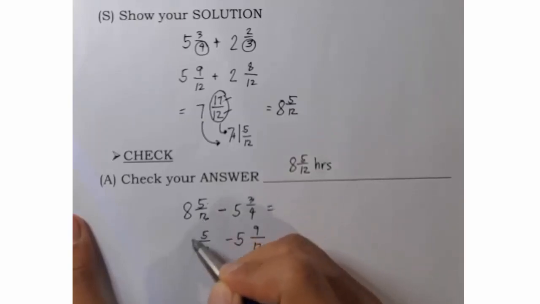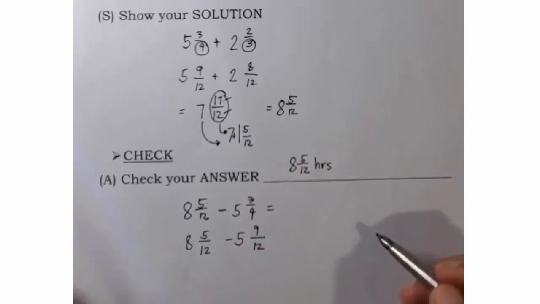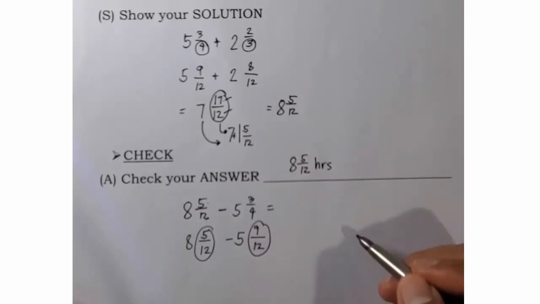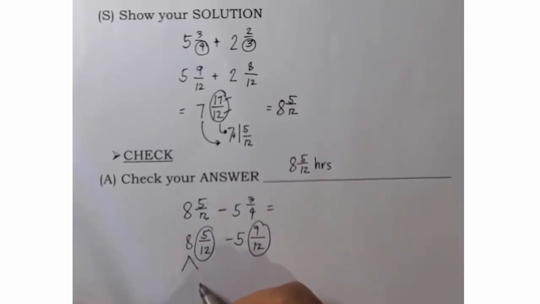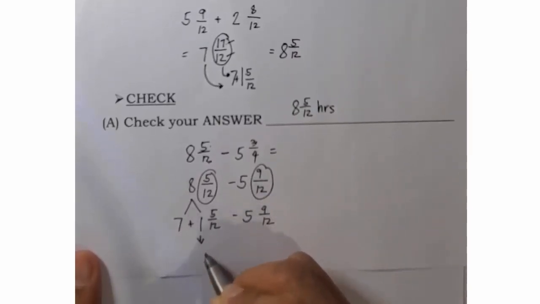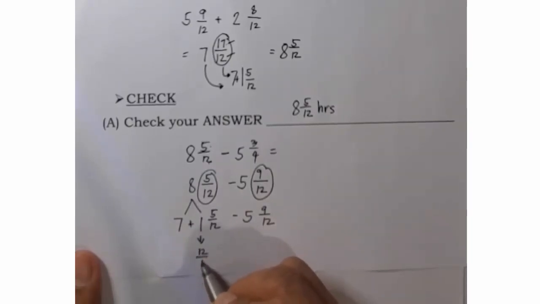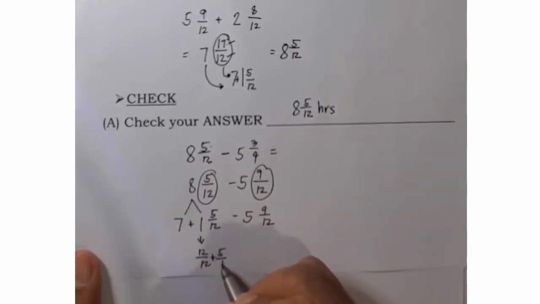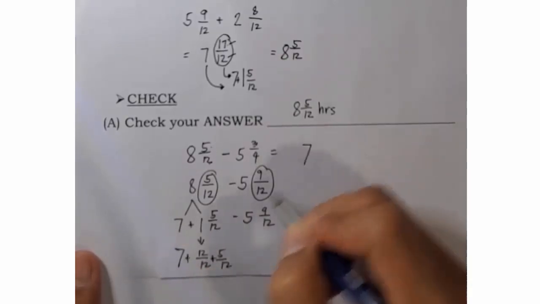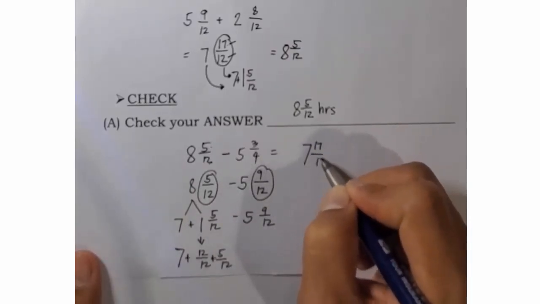Then, after doing that, copy the whole numbers. The next thing that we have to do is subtract the fractions first. However, this is not enough, 5/12 to be subtracted by 9/12. So, we will borrow 1 from 8 to be added to 5/12. So, 7 will be left from 8 because you borrowed 1. Of course, this 1 should be changed to 12/12 so that we could easily add 5/12 to it. And we can now combine them. So, that will give us 7 and 17/12.